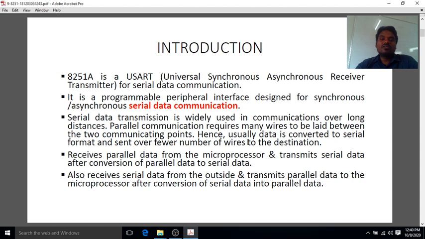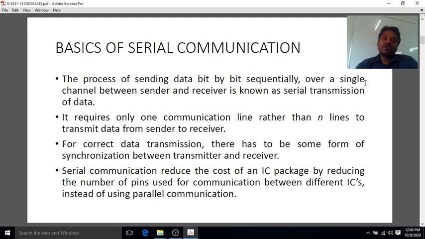And the problem with parallel communication is that it requires more hardware and more transmission lines. The USRT can convert serial to parallel and parallel to serial. This is the introduction to the USRT.